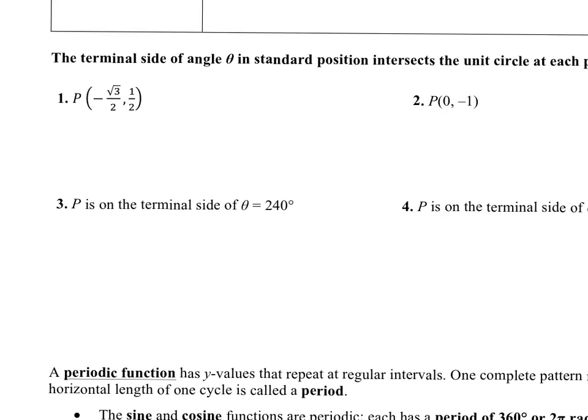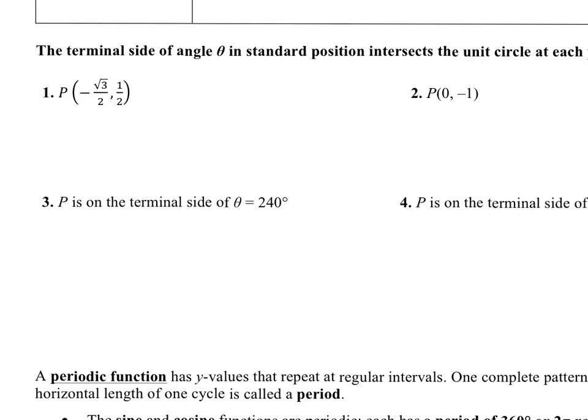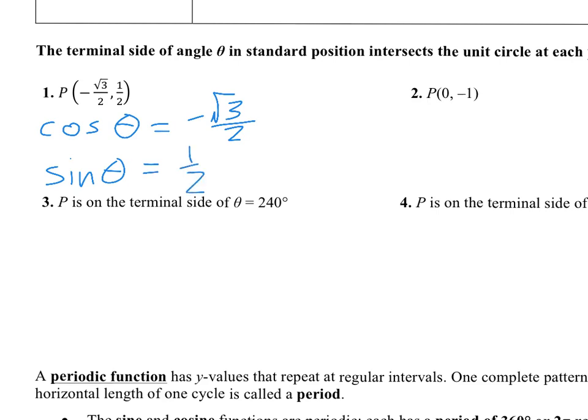Okay, for numbers 1 and 2, we need to find cosine theta and sine theta. So these first two are going to be really easy. Cosine theta is the x-coordinate, and sine theta is the y-coordinate. Same thing on number 2. So cosine is 0, and sine theta is -1.